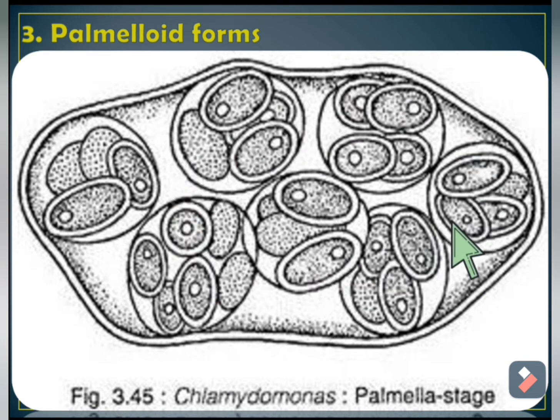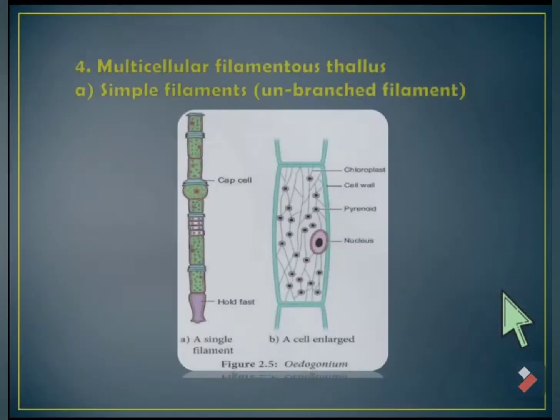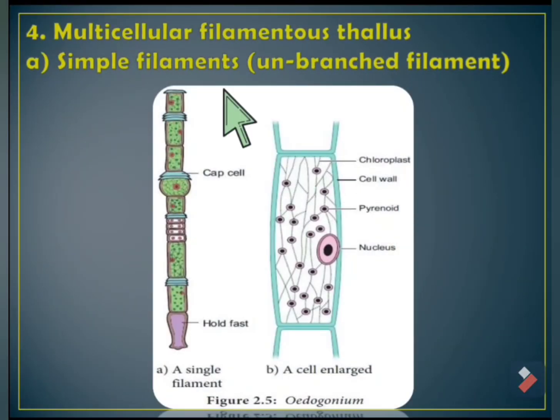And this is in the case of Sphaerocystis. There is an alga named Sphaerocystis where this stage is permanent. But here I am showing you Chlamydomonas, the Palmella stage. But in the case of Chlamydomonas, just remember, it is just temporary. It is not permanent. And next, the fourth type here that we have is the multicellular filamentous thallus.